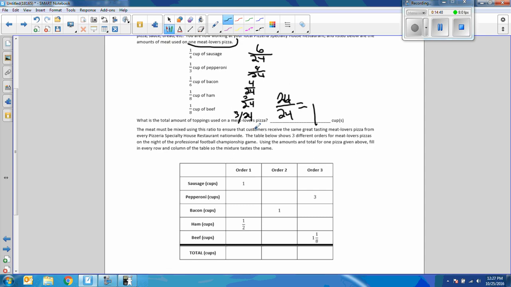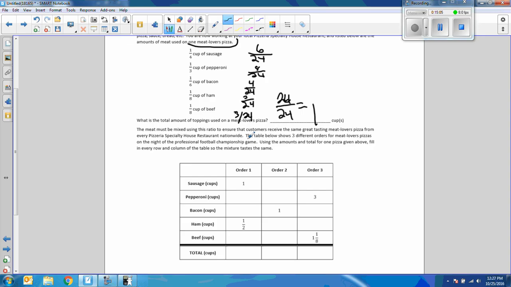Okay, so that's the first thing we had to know. How many cups of meat are on the meat lover's pizza? And it totals 1 cup. The meat must be mixed using the ratios to ensure that customers receive the same great tasting meat lovers from every pizzeria specialty house restaurant nationwide.